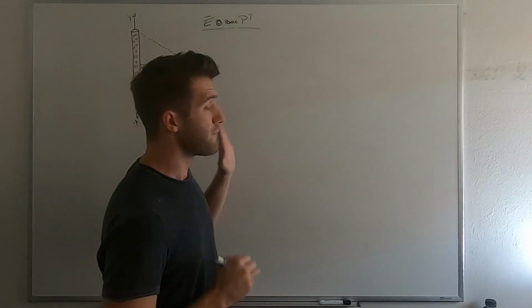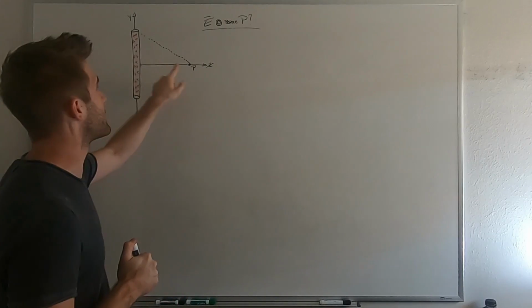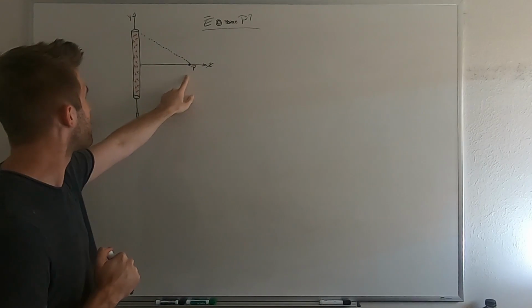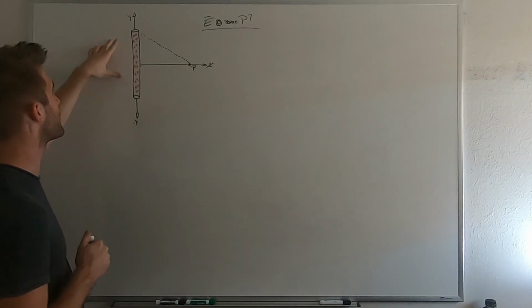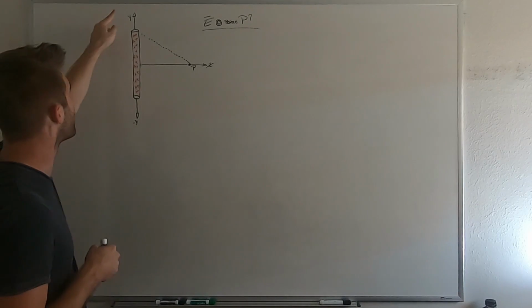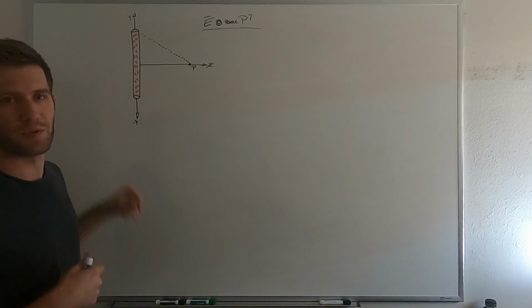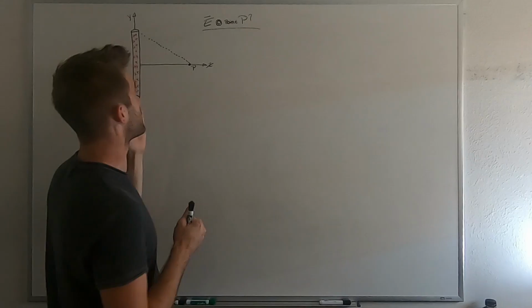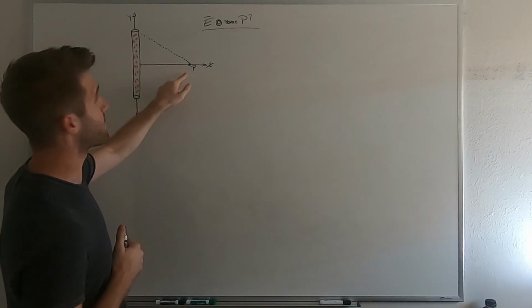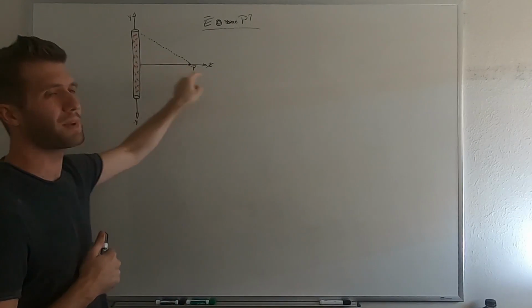So the problem is we're going to be trying to find the electric field at point P due to a line charge here. So we have it in the vertical position where we have y, negative y, at both ends there, right? So that's what we want to do. We want to find the electric field due to this line charge at point P.